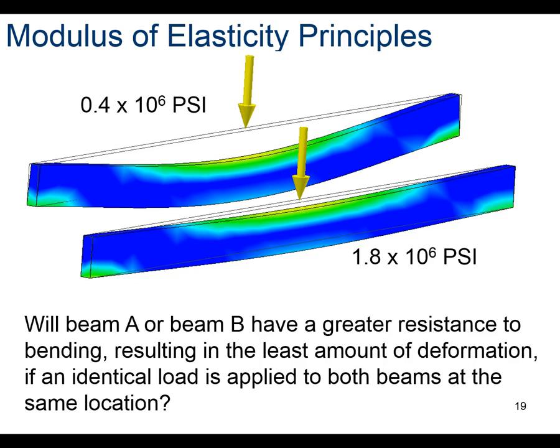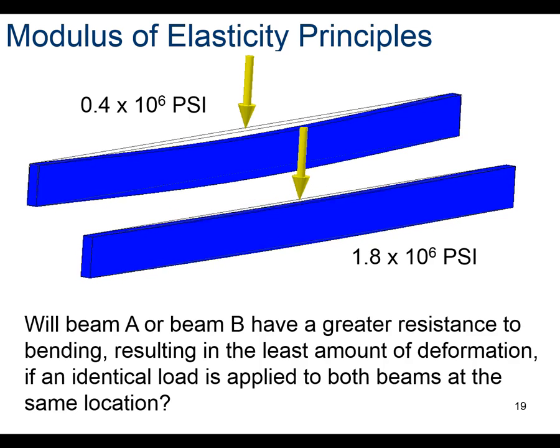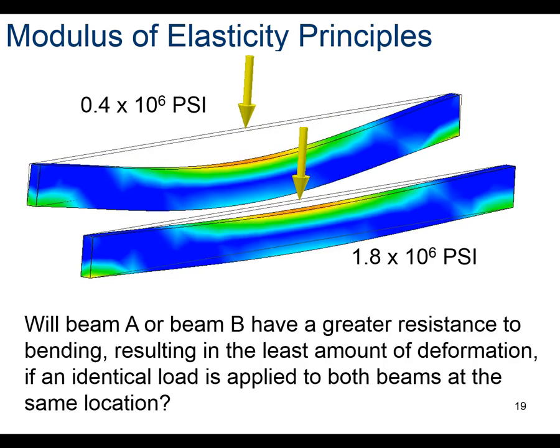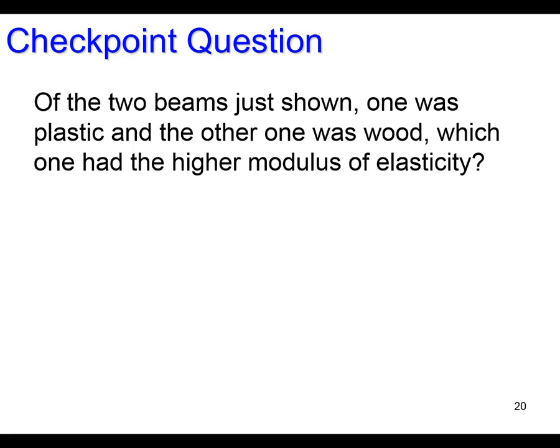So you'll just have to trust me when I say that the modulus of elasticity for ABS plastic is about 0.4 times 10 to the 6th pounds per square inch, while the wood's is about 1.8 times 10 to the 6th pounds per square inch. The wood has a higher modulus of elasticity and is therefore a stiffer material. Here's another question for you. Of the two beams just shown, which one had the higher modulus of elasticity, the wood or the plastic beam?